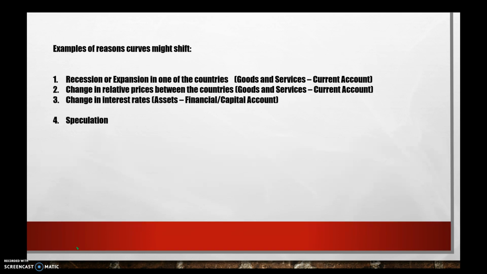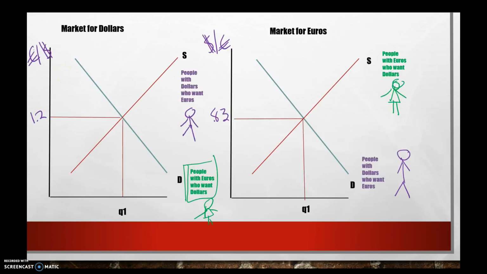And we're going to go through 1, 2, and 3 here. And the first one is a recession or expansion in one of the countries. That will affect the goods and services that someone will desire. It will also affect assets, but the primary effect is going to be on goods and services, so that's what we'll work with. So let's assume that the U.S. is in a recession, and we'll just go back and take a look here.